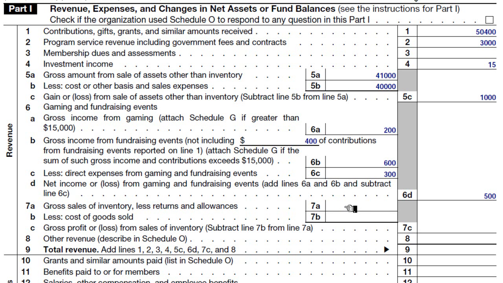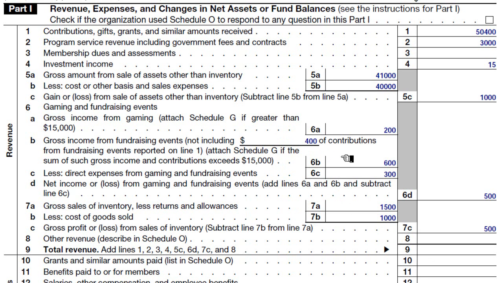Now let's say you sell t-shirts. Let's say you sold $1,500 worth of t-shirts and they cost you $1,000 to buy, so you made $500 on selling t-shirts. Now you could say, well, gosh, the apple pies were inventory. Why did we put those up here in fundraising, but we put the t-shirts down here on sales of inventory? And that's because the apple pies were specifically associated with the fundraising event.